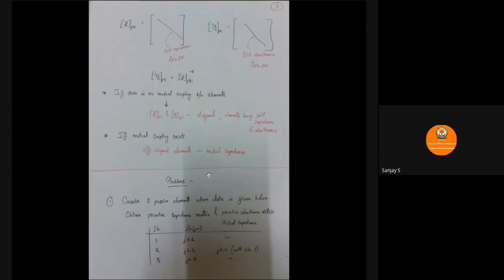I repeat once again, whenever we are writing the Z primitive matrix, the number of elements will define the size of the matrix first. In the problem we have 3 elements, so size is 3 cross 3. So the size is defined. Once the size is defined, first write down the diagonal elements of the matrix. For the diagonal elements, they are straight away the self impedances that are given for the elements. Element 1, 2, 3: J.6, J.5, J.7. Write them as diagonal entries.